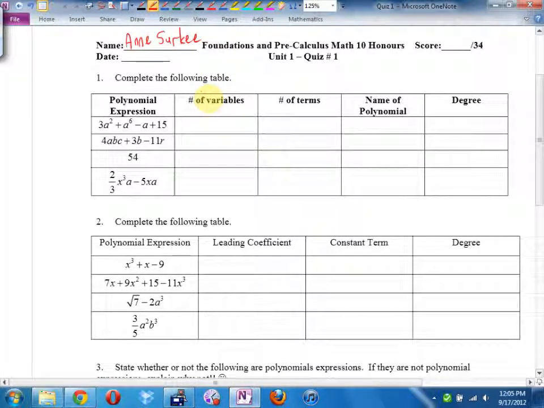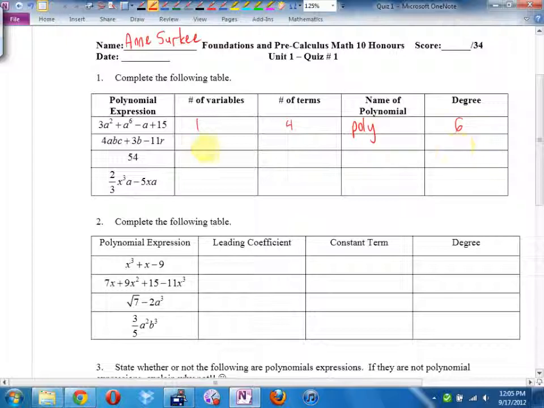Number of variables: 1, letter A. Number of terms: 1, 2, 3, 4. 4. Name of the polynomial: we would just call this a polynomial. I'll abbreviate it with the word poly. The degree: 6. 1 mark for each of those.